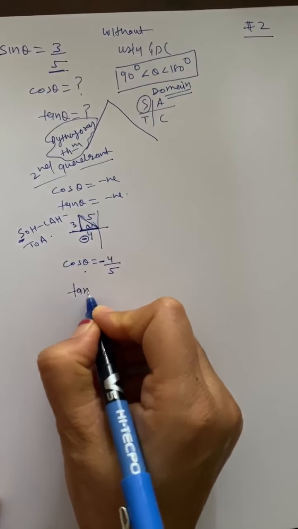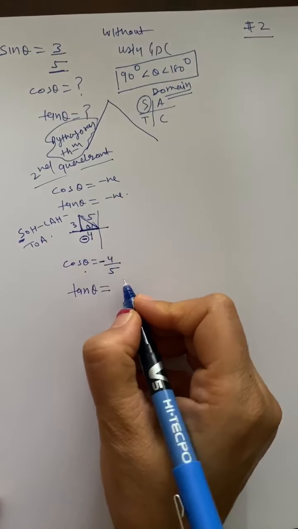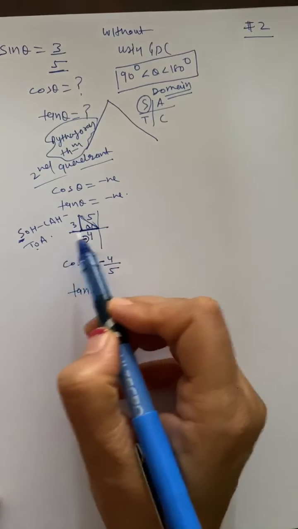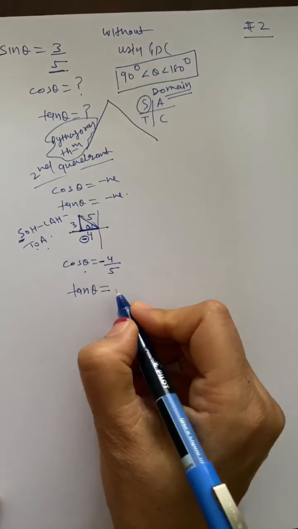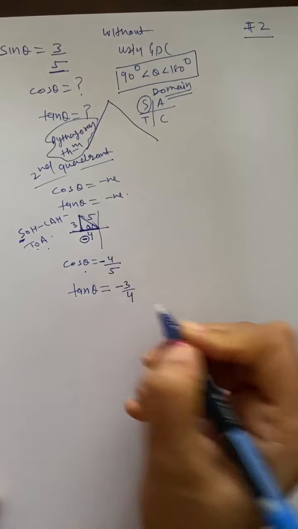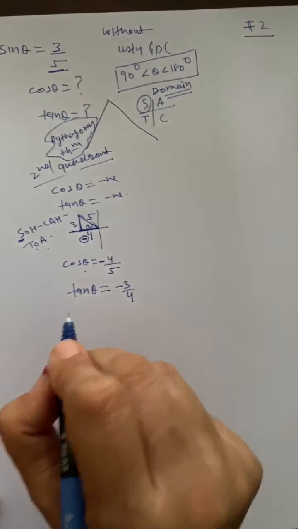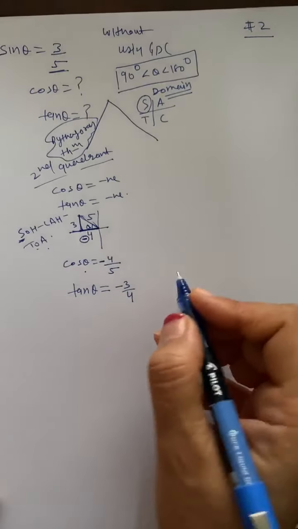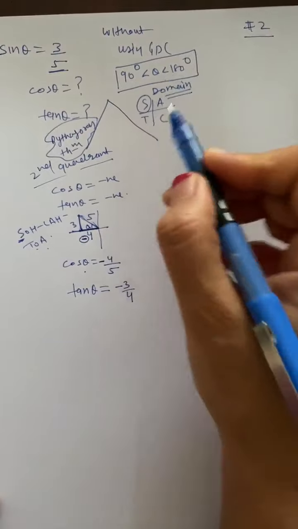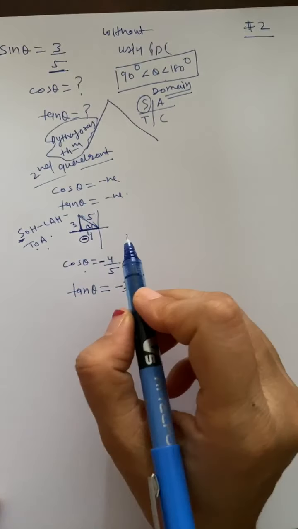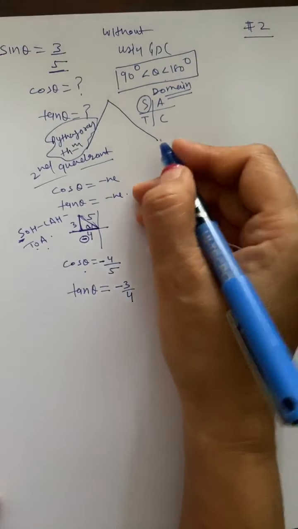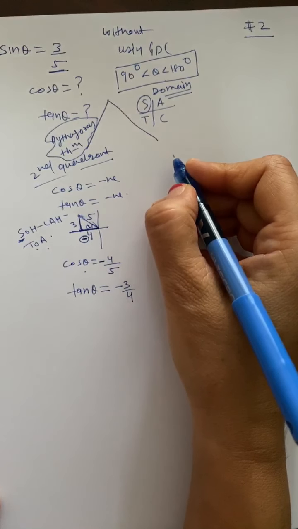And then similarly, your tan theta, if you look at tan theta, it is equal to opposite, which is 3, over adjacent. So this is going to be negative 3 over 4. So this is how you find it using Pythagoras theorem and SOHCAHTOA. It doesn't matter which method you use. The domain is important. You identify in which quadrant we are talking about, and in that quadrant which one is positive or negative.